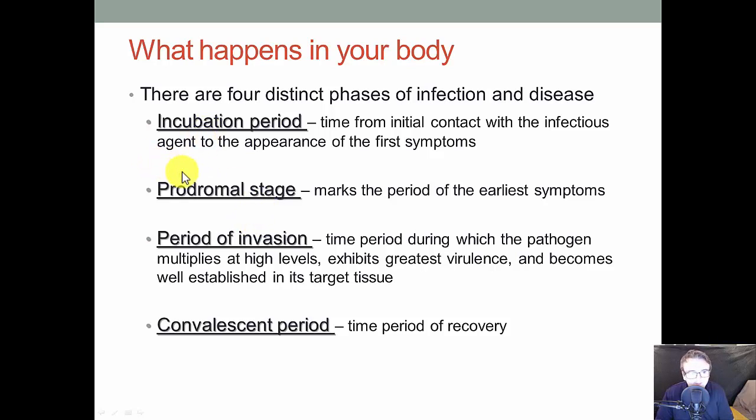Now this part, if you're in the lab, we covered this already. We went through these terms where we talked about incubation, prodromal, period of invasion, and the convalescent periods. And then in the lab, I compared these to the stages of growth that microbes go through in a test tube. Remember, we had the lag phase, the exponential growth, stationary, and death. So recall these are very similar.